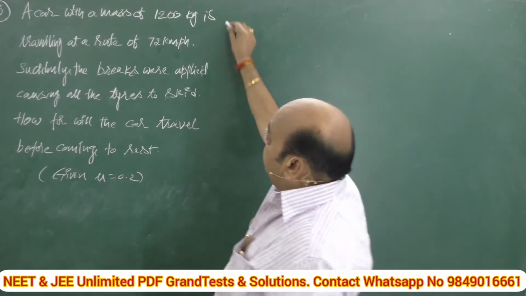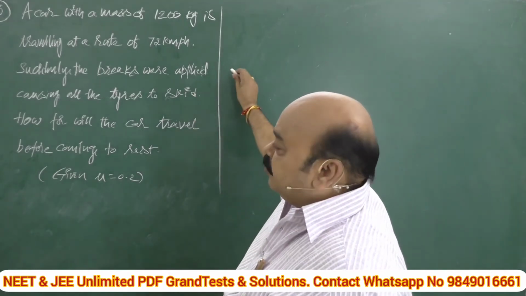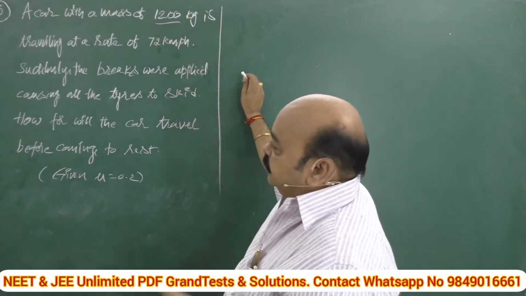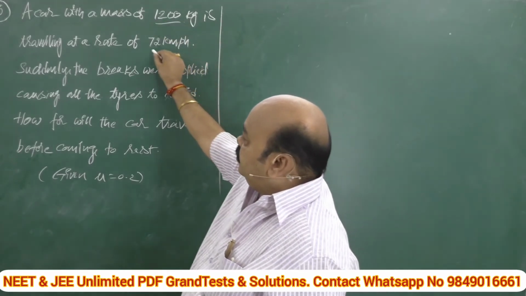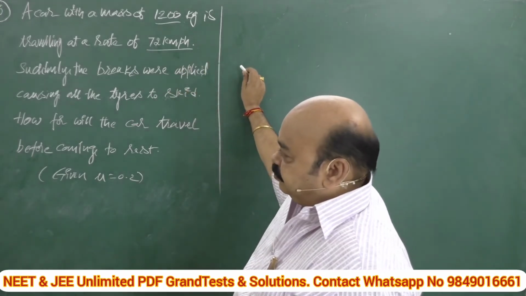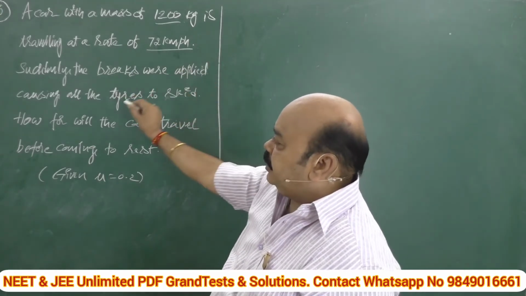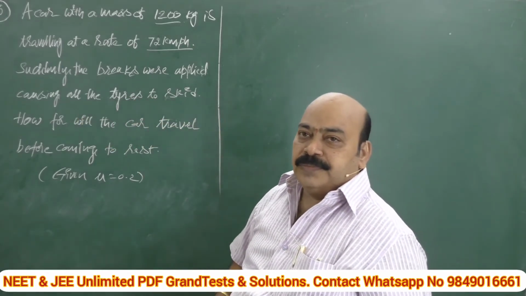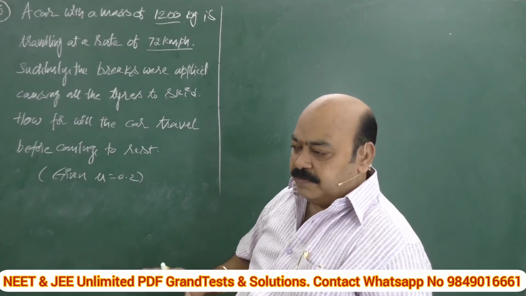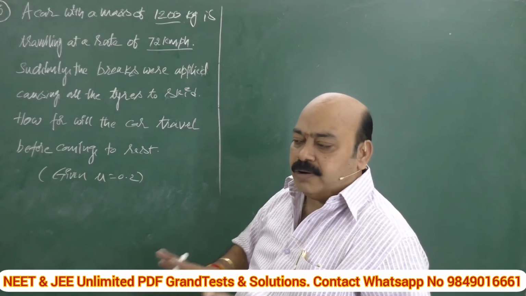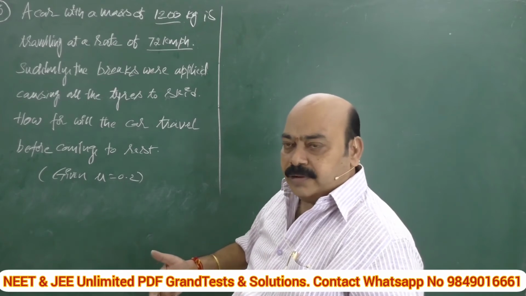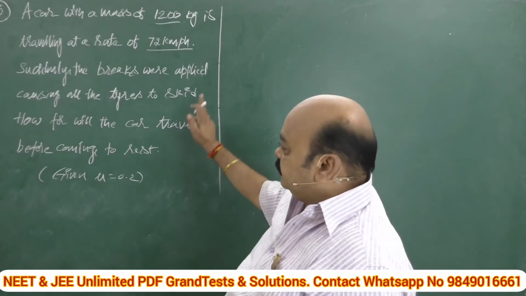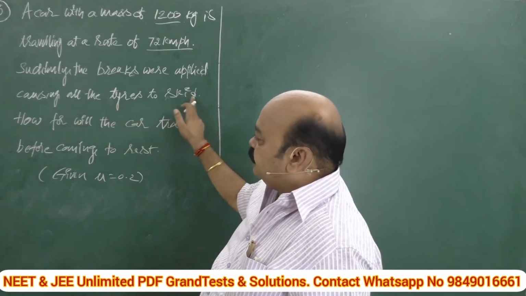See how it is. Coming to the given problem, let's go to the problem once. A car with a mass of 1200 kg is traveling at a rate of 72 km per hour. Suddenly the brakes were applied, causing all the tires to skid. What do you mean by this skid? It is our daily life experience. When brakes are applied, even if it is a bike or car, instead of rolling, the tires will drag through some distance, hence come to rest. That causes all the tires to skid.